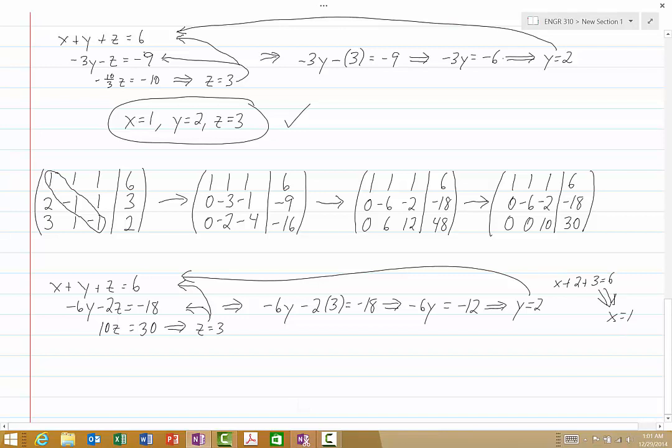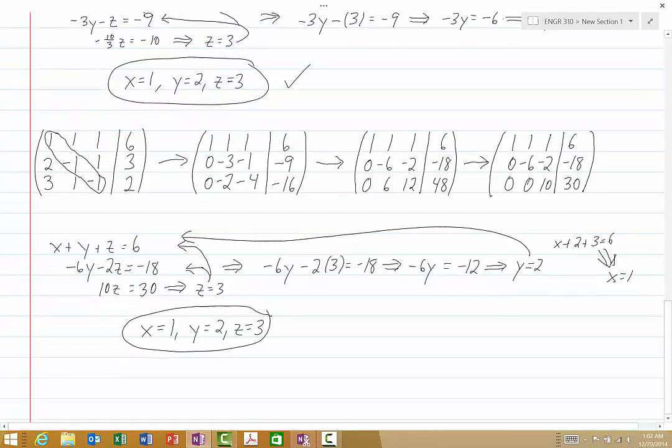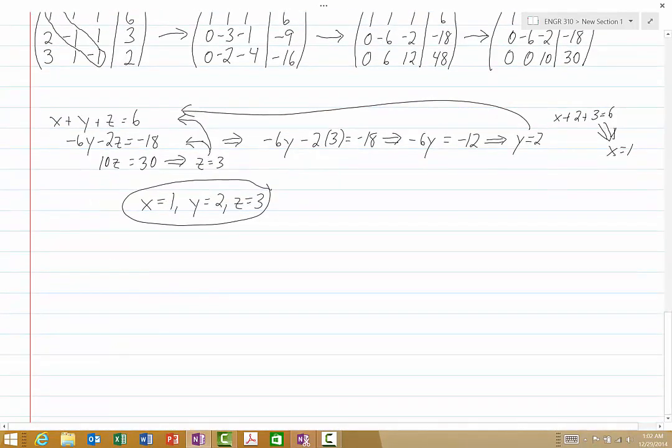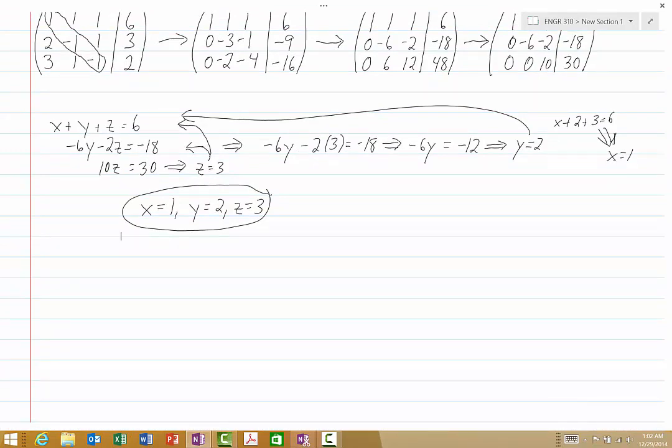And so once again, we are coming up with the solution x equals 1, y equals 2, and z equals 3. Same solution as before, but this time we were able to avoid the introduction of fractions into our augmented matrix. So that's something worth knowing if you are like me and don't particularly like having fractions running around. So now what we'll do is have one last example, and then we'll look at some problems.